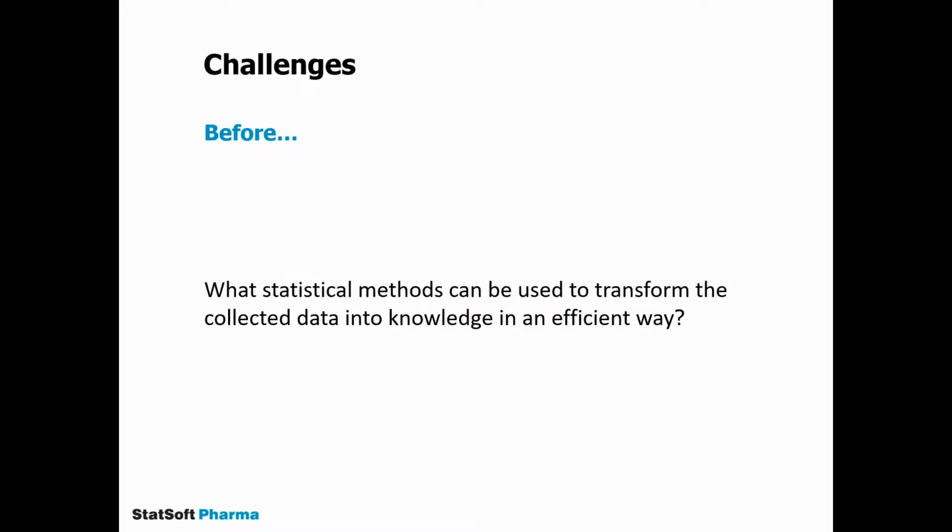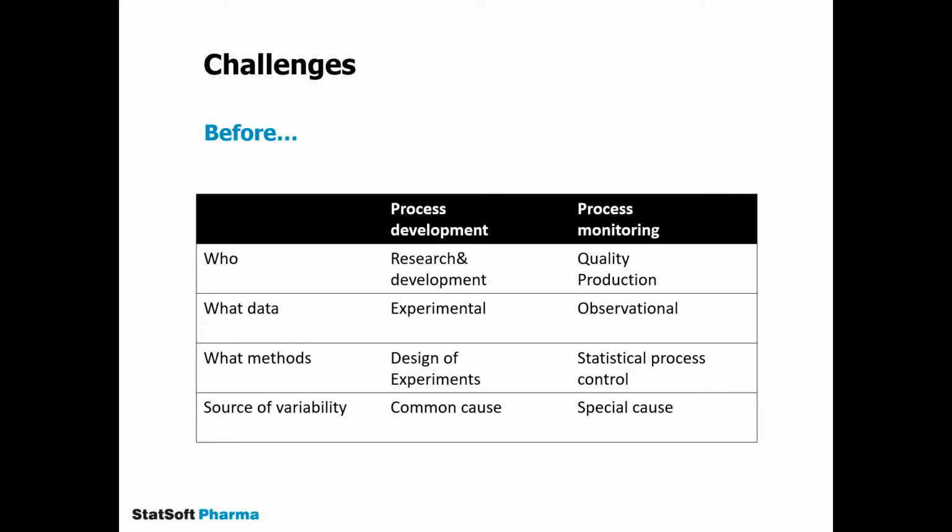Next question. What statistical methods can be used to transform the collected data into knowledge in an efficient way? An effective monitoring program for process and product quality should include two interrelated programs. Experimental research conducted by the R&D department, where mainly design of experiments methods are used to reduce the natural variability of the process, and observational studies conducted by the production or quality department, where statistical process control methods are used to identify special variability.